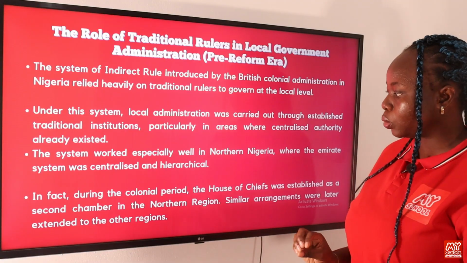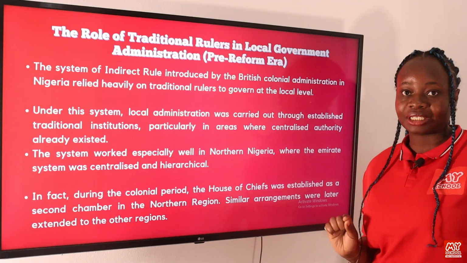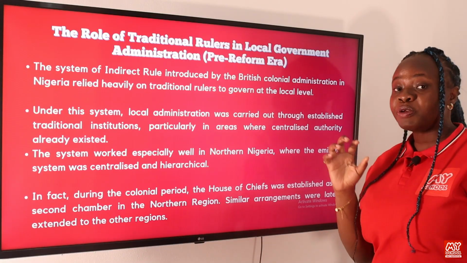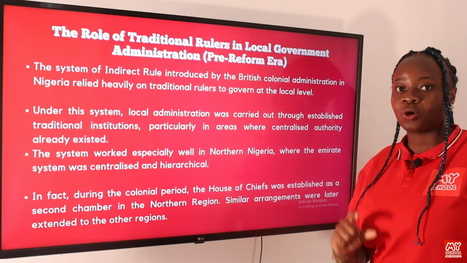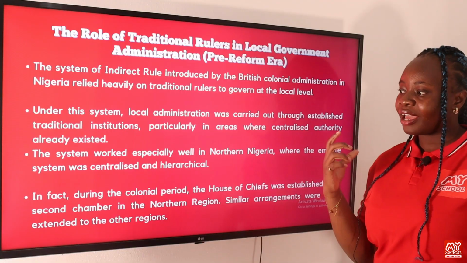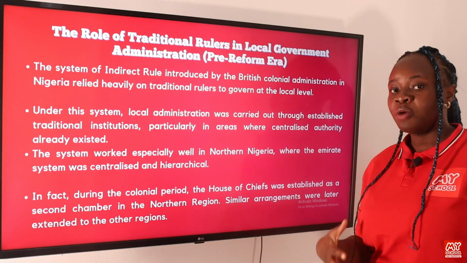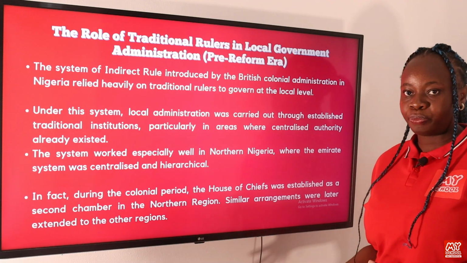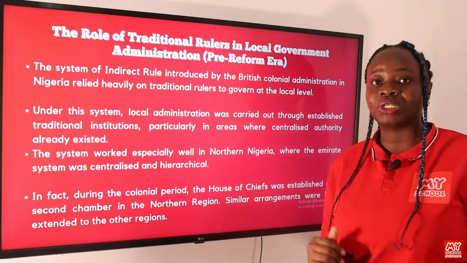So in fact, during the colonial period, the House of Chiefs was established as a second chamber in the northern region. This was because the people respected the emirate system so much, and so they needed to create a second house for the State House of Assembly, known as the House of Chiefs, whereby chiefs from this emirate system were allowed to make decisions, make laws on behalf of the people within the society. So similar arrangements were later extended to other regions.